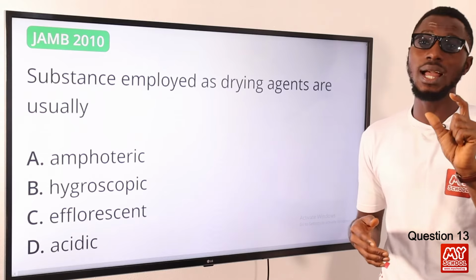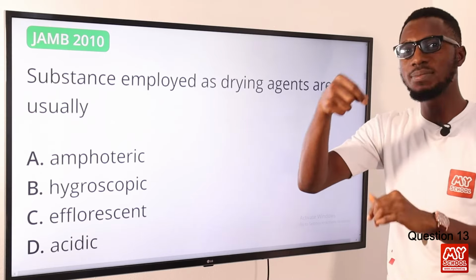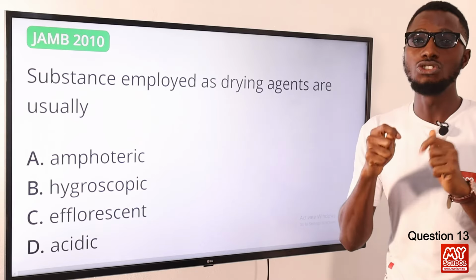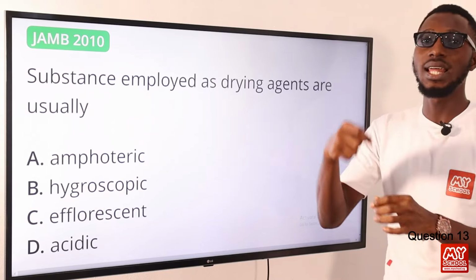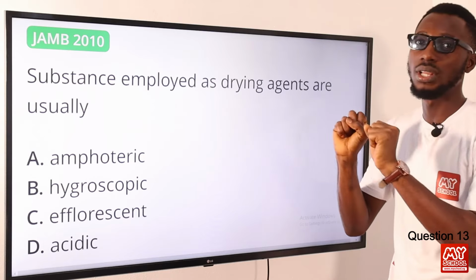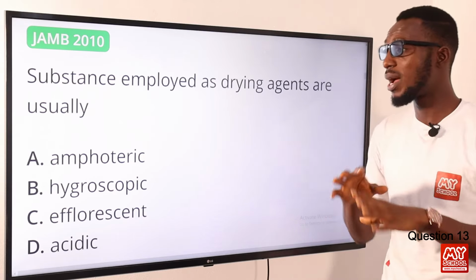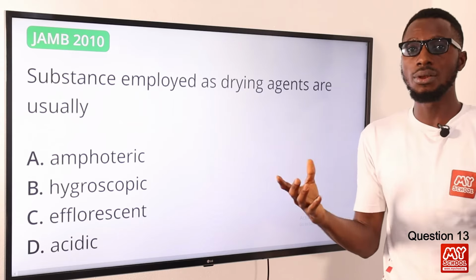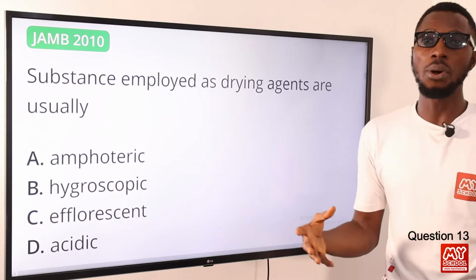Examples of drying agents in the laboratory are concentrated H2SO4, fused calcium chloride, and silica gel, the small white bag you find in your bags or in new shoes. The silica gel absorbs moisture from the leather or the bag, to avoid moisture causing it to smell or even get spoiled.